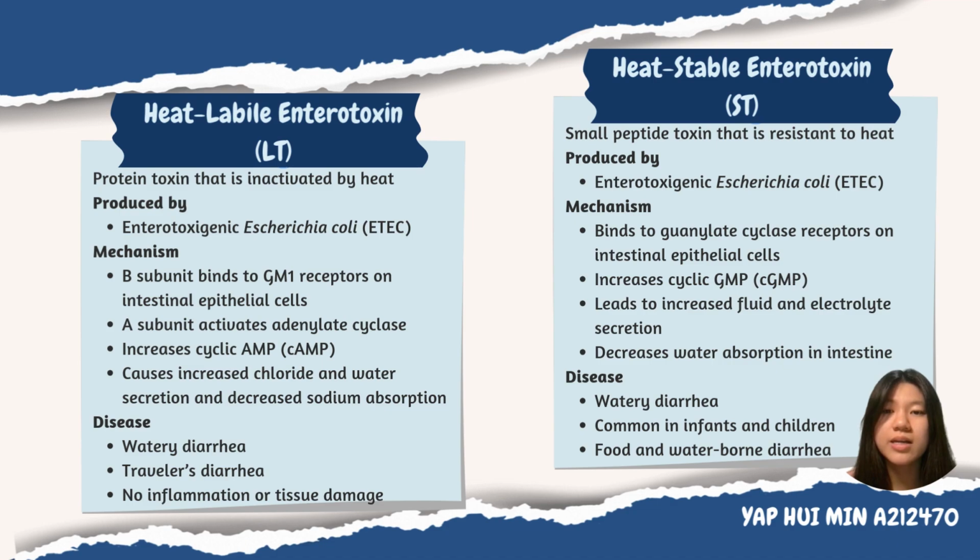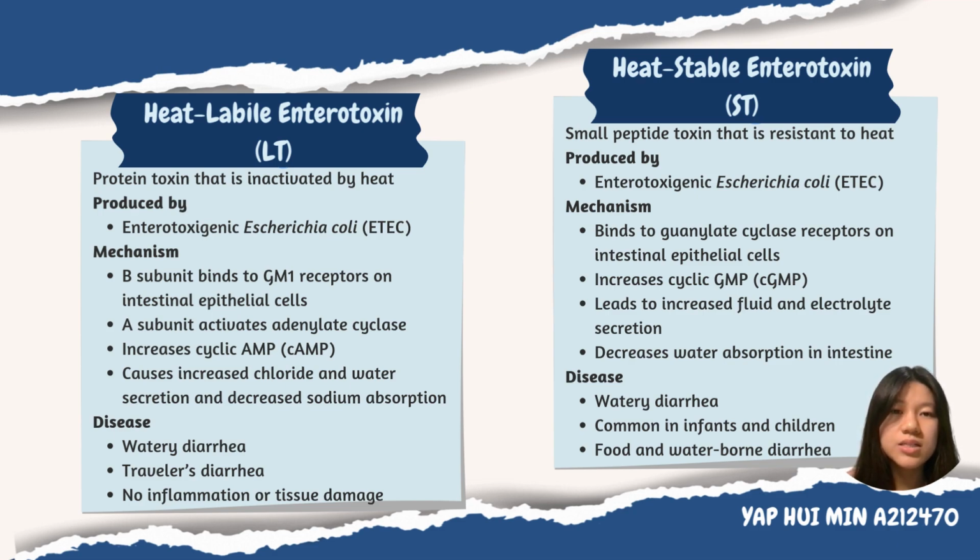It is a protein toxin that is inactivated by heat and produced by enterotoxigenic E. coli. In terms of its mechanism, LT binds to GM1 receptors on the surface of intestinal epithelial cells. After binding, the toxin activates the enzyme adenylate cyclase, which increases the level of cyclic AMP or cAMP inside the cell. This increase in cAMP causes excessive secretion of chloride ions and water into the intestinal lumen, while reducing sodium absorption. As a result, this leads to watery diarrhea. Clinically, LT is commonly associated with traveler's diarrhea and does not cause inflammation or damage to the intestinal lining.